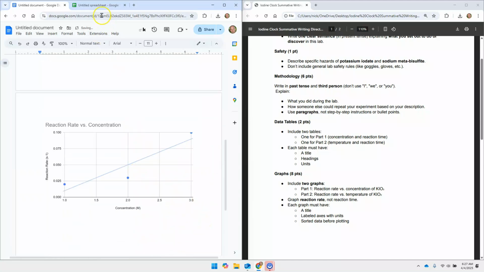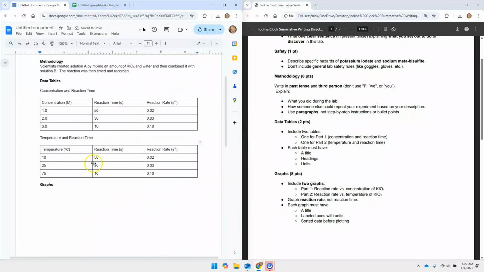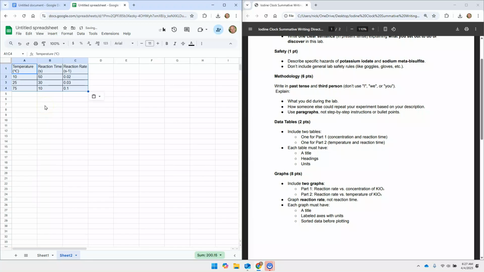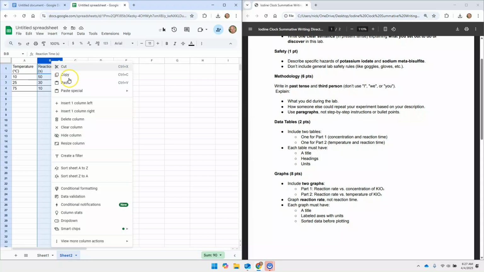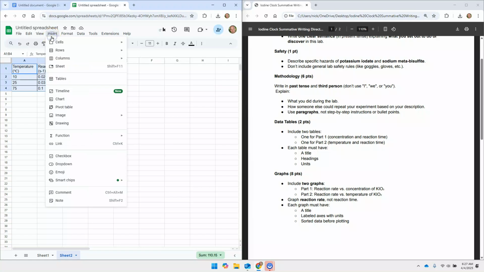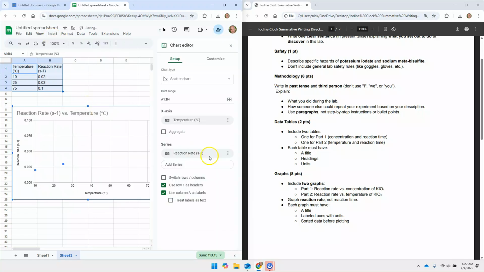And now let's do our second graph. So again, I'm going to go up to my data table. I'm going to copy my data table. And I'm going to do a new sheet here. So if you go down and click on the plus symbol here, you can add a sheet. Again, I'm going to paste in my data. I'm going to delete the column. So if I right-click up here and go to Delete Column, that will clear the reaction time. I don't want to use that. I want reaction rate. I'm going to highlight my cells, Insert, Chart. And again, we want a scatter plot. It looks like it defaulted to that.